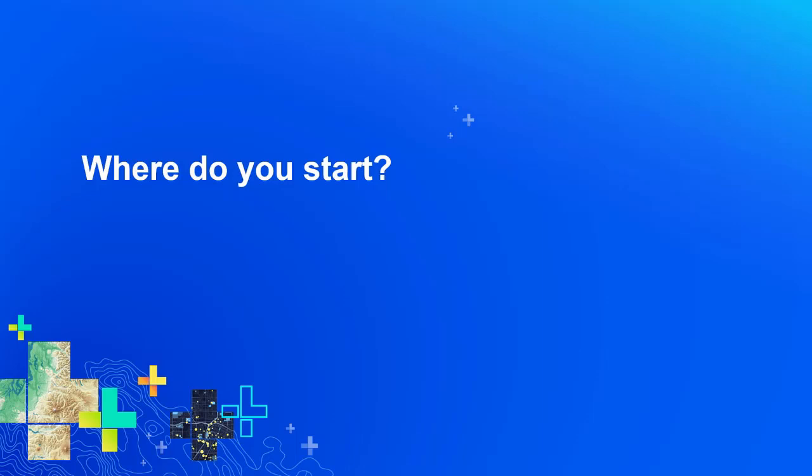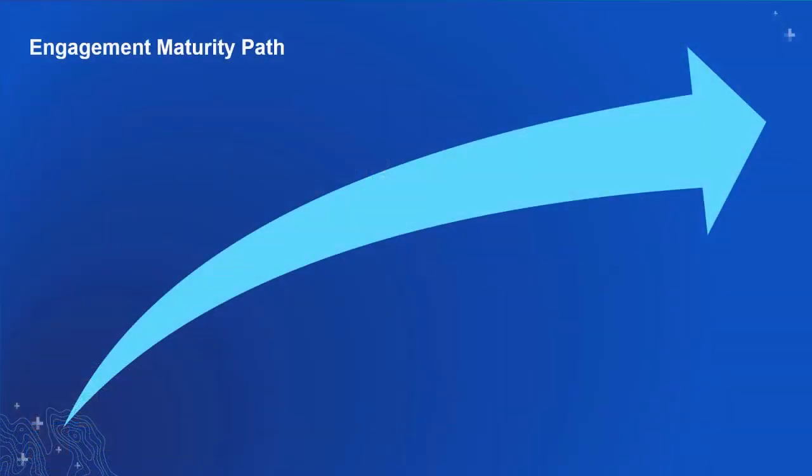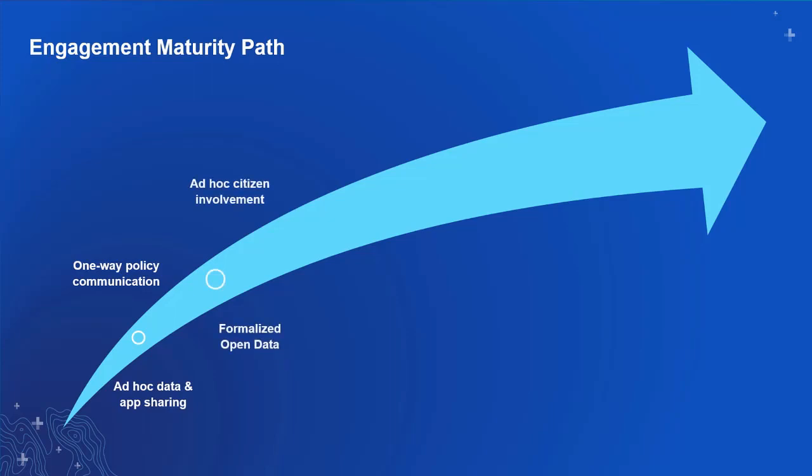But where do you start? We can be very pragmatic about how we get going here. So there's a typical pathway that we find that people are on, kind of a typical evolution. And one is that usually somewhere in your organization, there's a website communicating maybe it's policy or what you're trying to do, some big goal, and there's maybe some ad hoc data sharing. And then we find people move up to doing formalized data sharing in the form of open data, and there might be some ad hoc citizen engagement there.